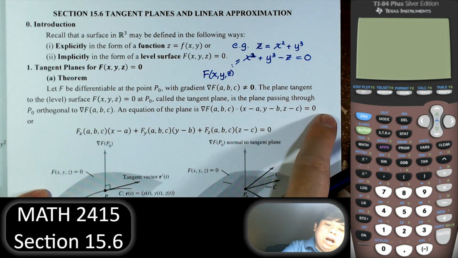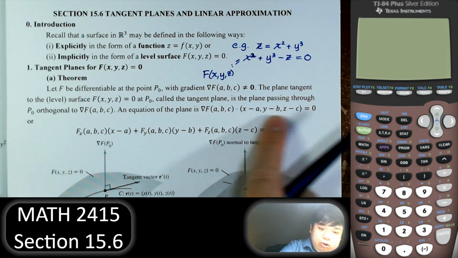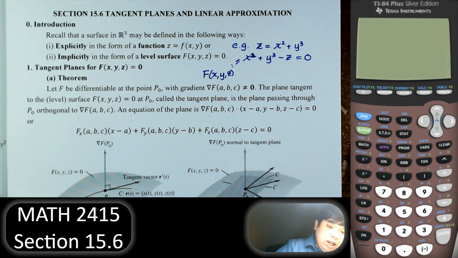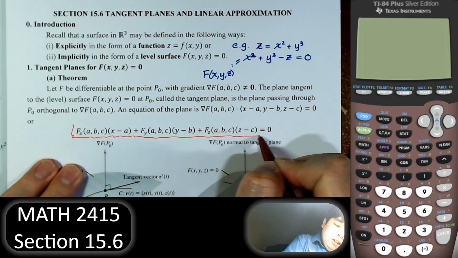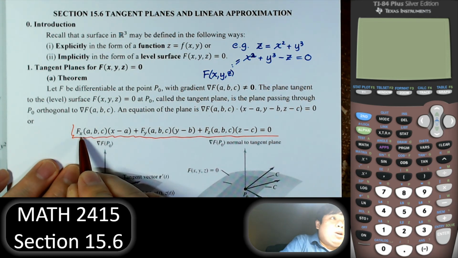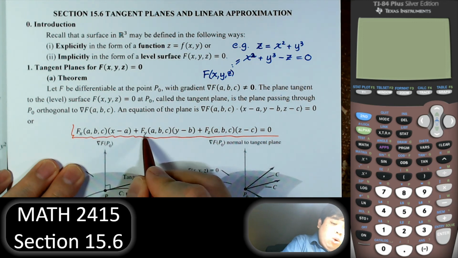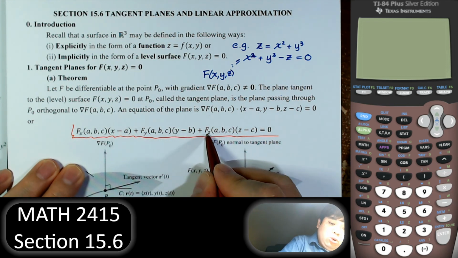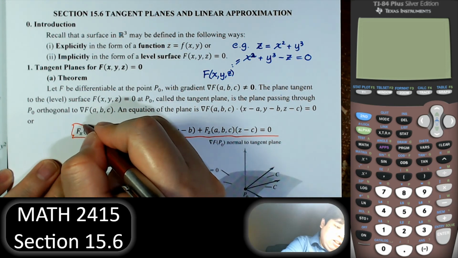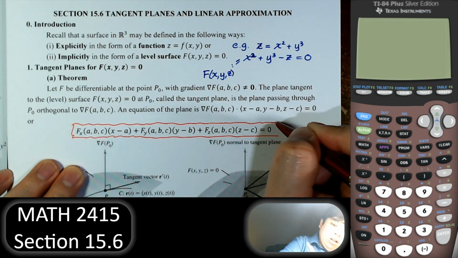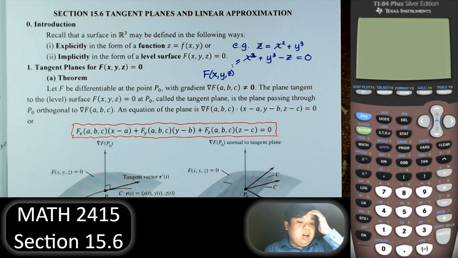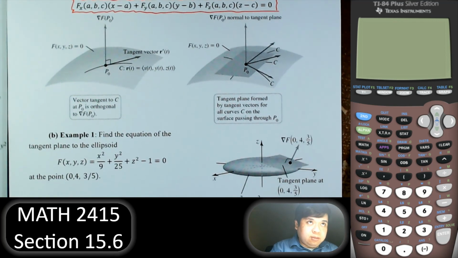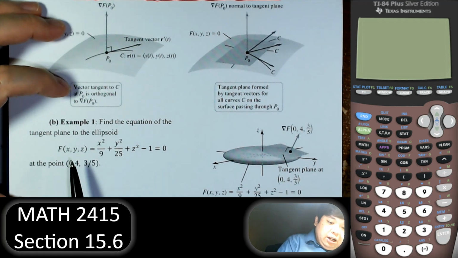So either we write it in this form, or we can say the partial derivative with respect to x times x minus a, plus the partial derivative with respect to y times y minus b, plus the partial derivative with respect to z times z minus c. So this is the equation of a tangent plane to the level surface. Right, so simple enough.